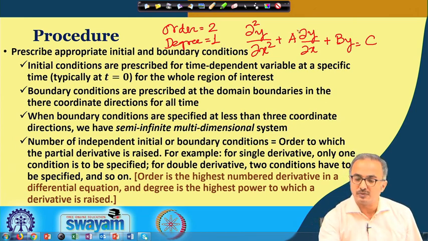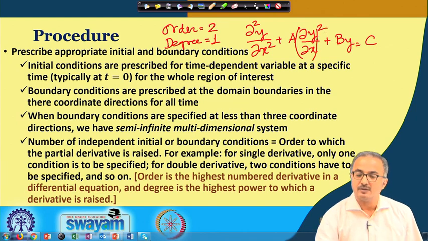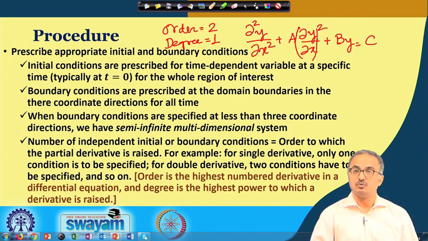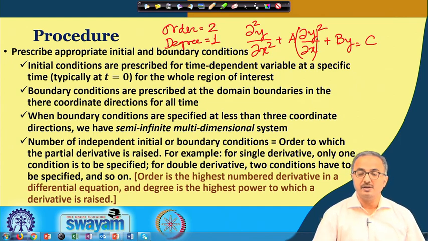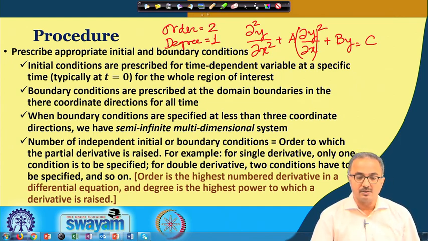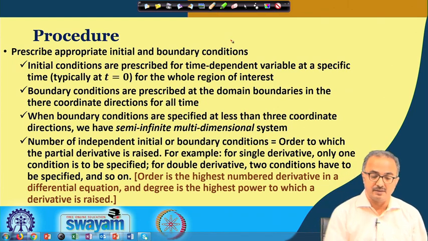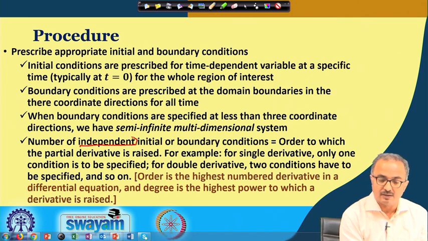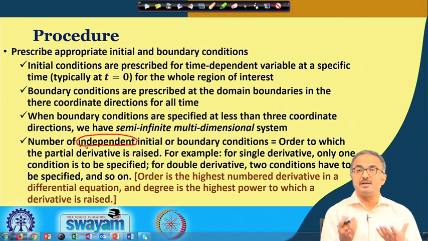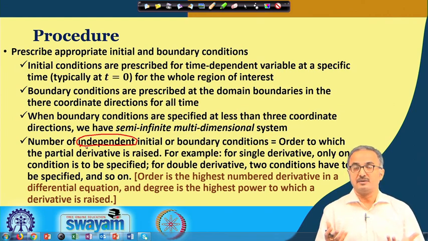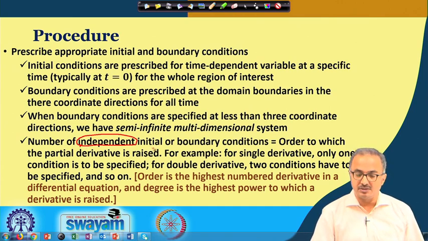Okay, so suppose this goes to a square, so order still remains 2. So you should be very careful. Here what we are saying is that the number of independent initial or boundary conditions, this word is very important, that they should be independent. There should not be dependency of the initial and boundary conditions on each other. If they are dependent, then that means we are over specifying the things. So we should not over specify anything. There will be independent initial or boundary conditions equal to the order to which the partial derivative is raised.